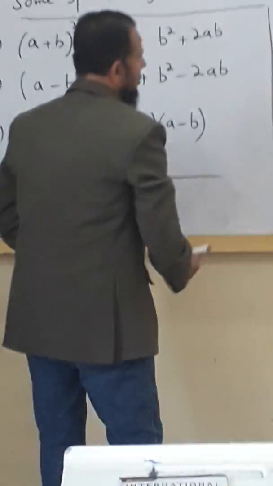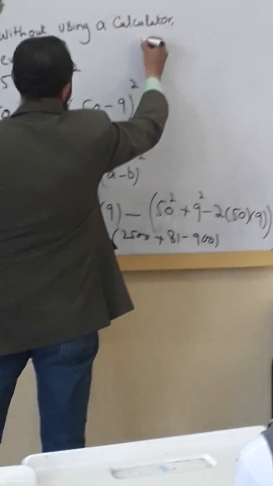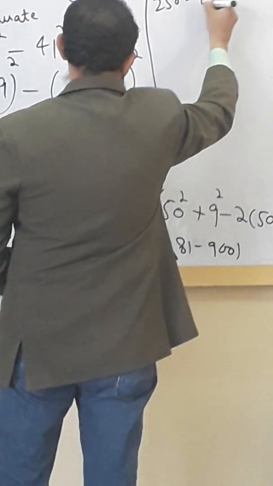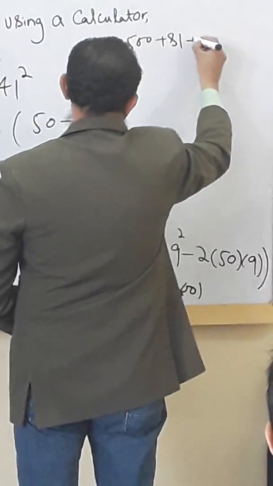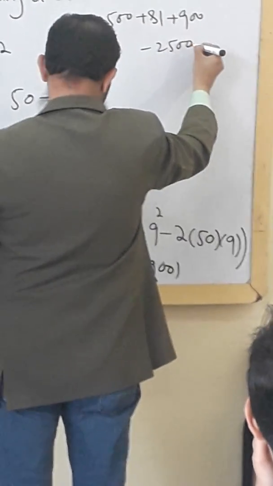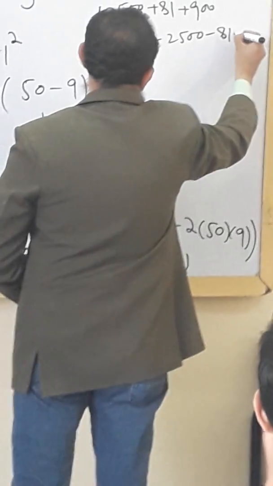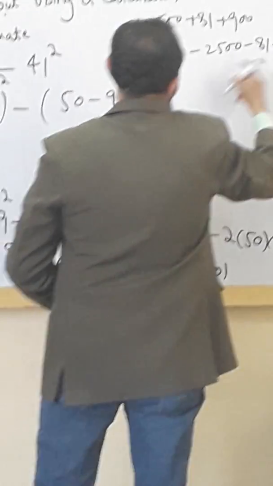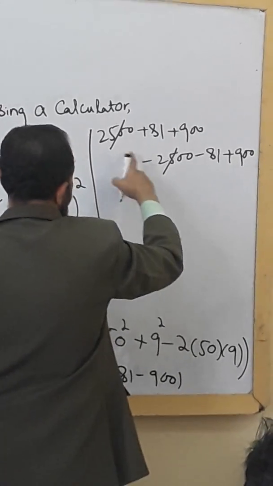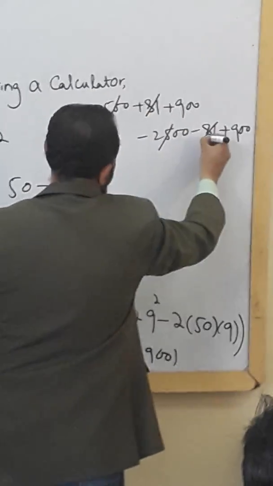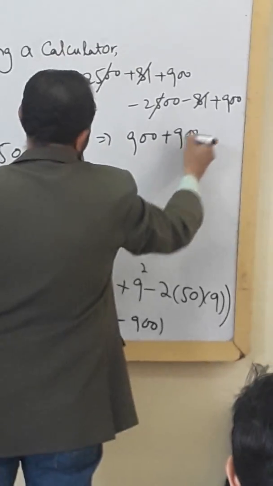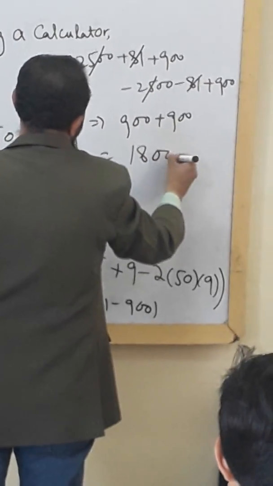If you look at this, once you open this one, you will end up getting 2500 plus 81 plus 900. Then you have minus 2500 minus 81 plus 900. So this 2500 goes with 2500. You can cancel them because this is plus, this is minus. 81 and 81 can be cancelled. So eventually you are left with 900 plus 900, which is going to be 1800.